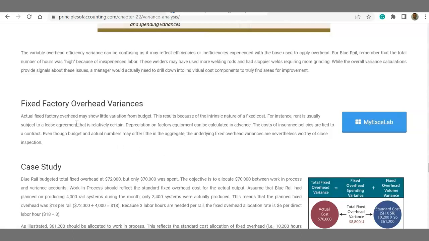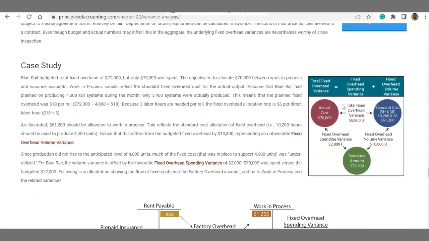And fixed overhead, normally it's fixed, not that much change. Here says actual fixed factory overhead may show little variation from budget. This results because of the intrinsic nature of fixed costs, which normally don't change. For instance, rent is usually subject to lease agreement that is relatively certain. Depreciation of factory equipment can be calculated in advance. That's normally fixed. The cost of insurance policies are tied to the contract again. Even though budget and actual numbers may differ little in aggregate, the underlying fixed overhead variances are nevertheless worthy of close inspection.